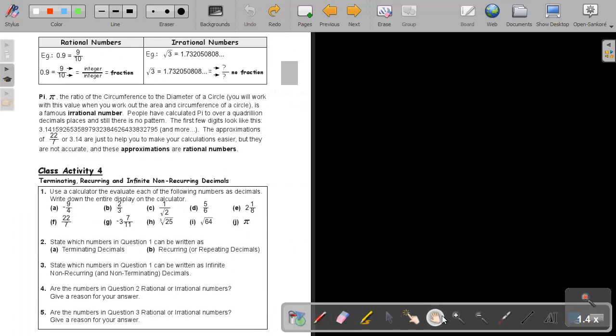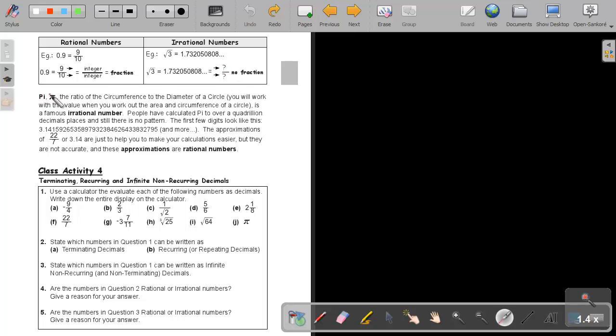Here is just a summary. So rational numbers, remember, we can write it as an integer over an integer. Whereby irrational numbers, it's usually underneath a root, and we cannot write it as an integer over an integer.